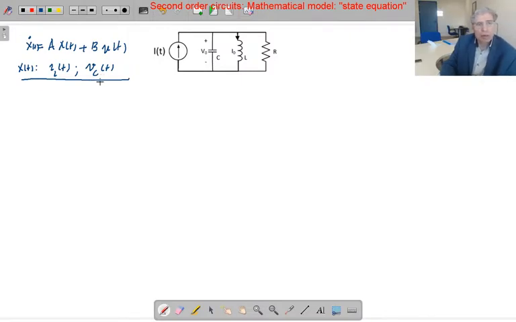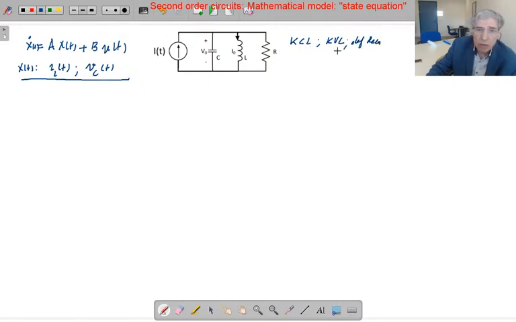So we said how we are going to write this equation. Since it is a simple second order circuit, we will be using the Kirchhoff current law independent equations, the Kirchhoff voltage law independent equations, and the element definition relations.